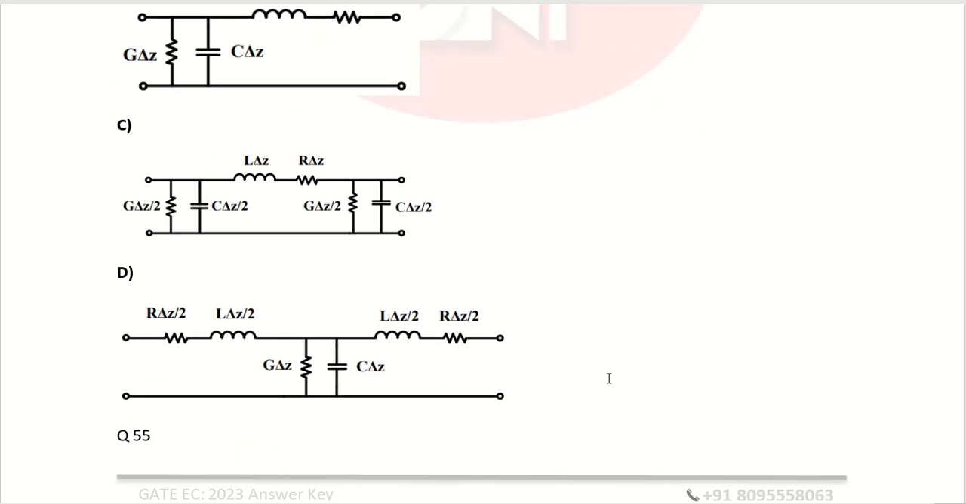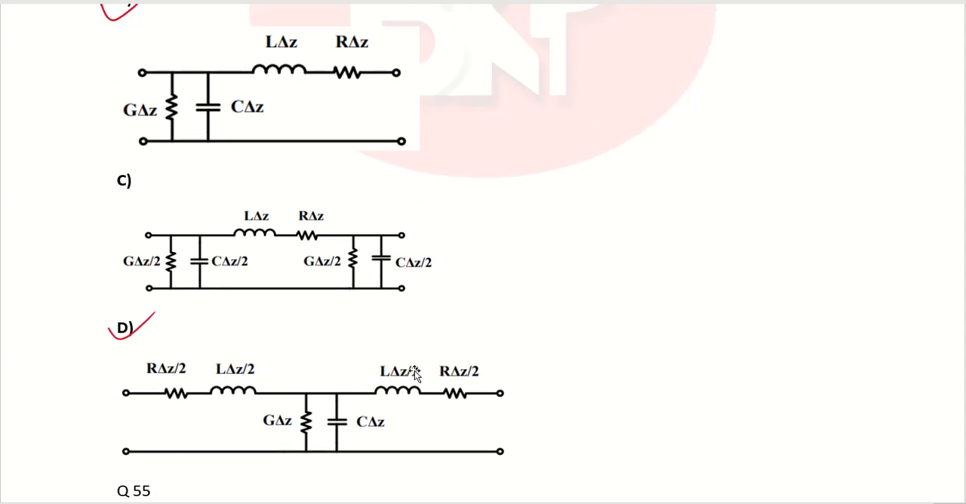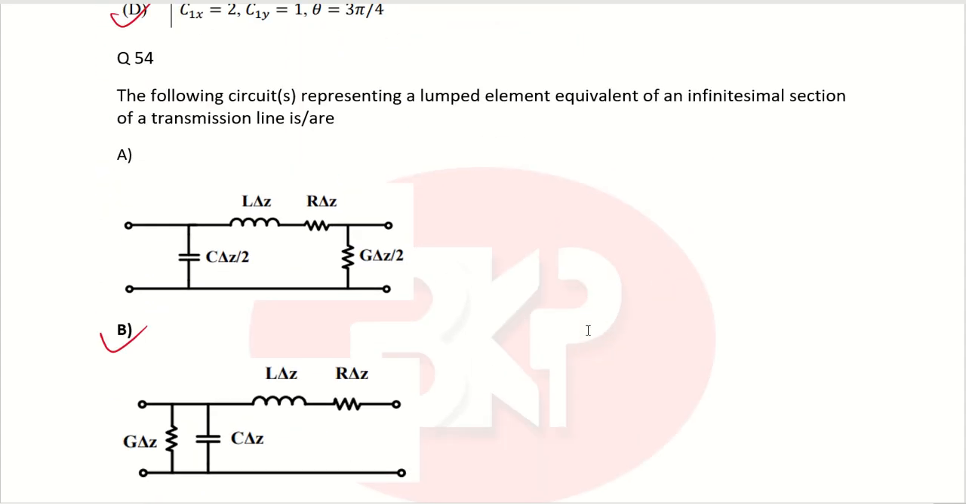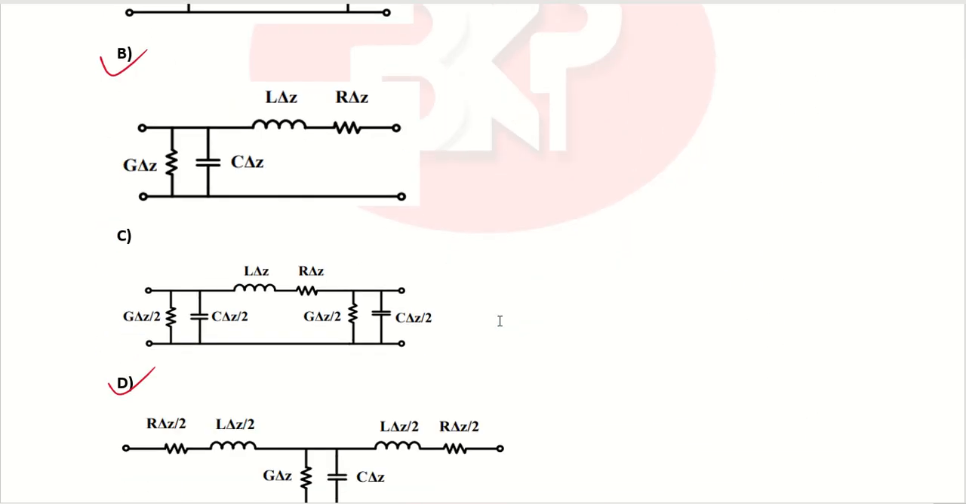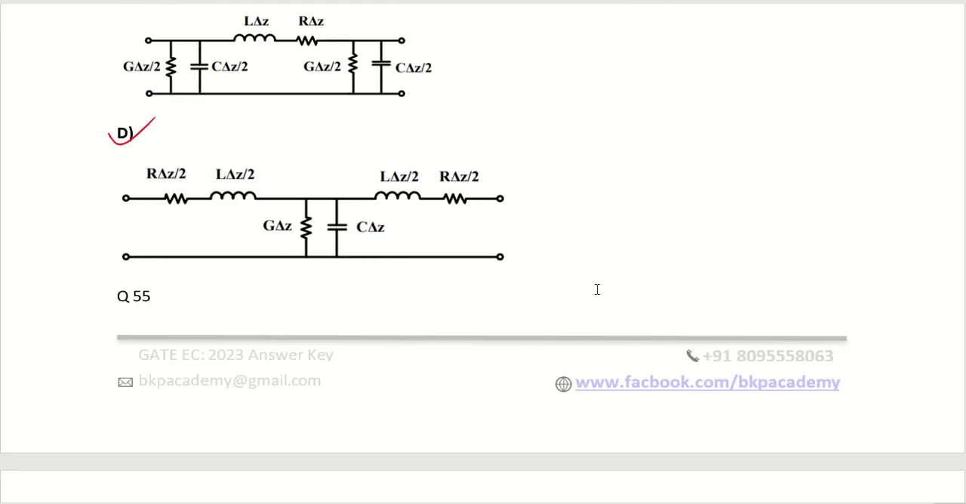And option D is looking like that, okay. So option B and option D are this thing. So just mark it like question number 54. The options for these are option B and option D, okay.